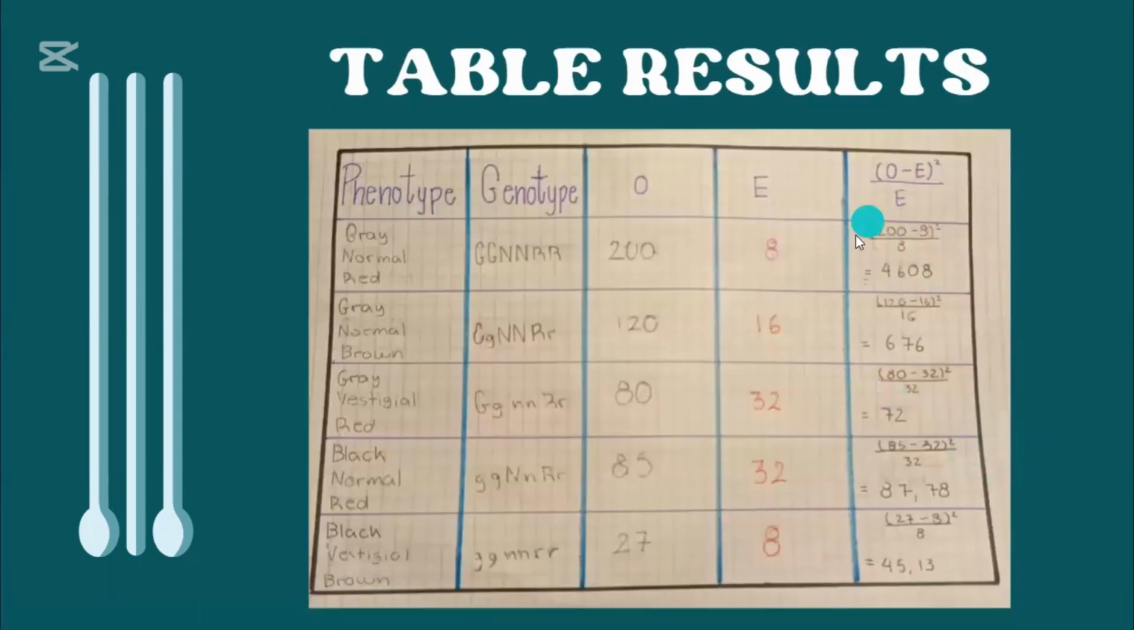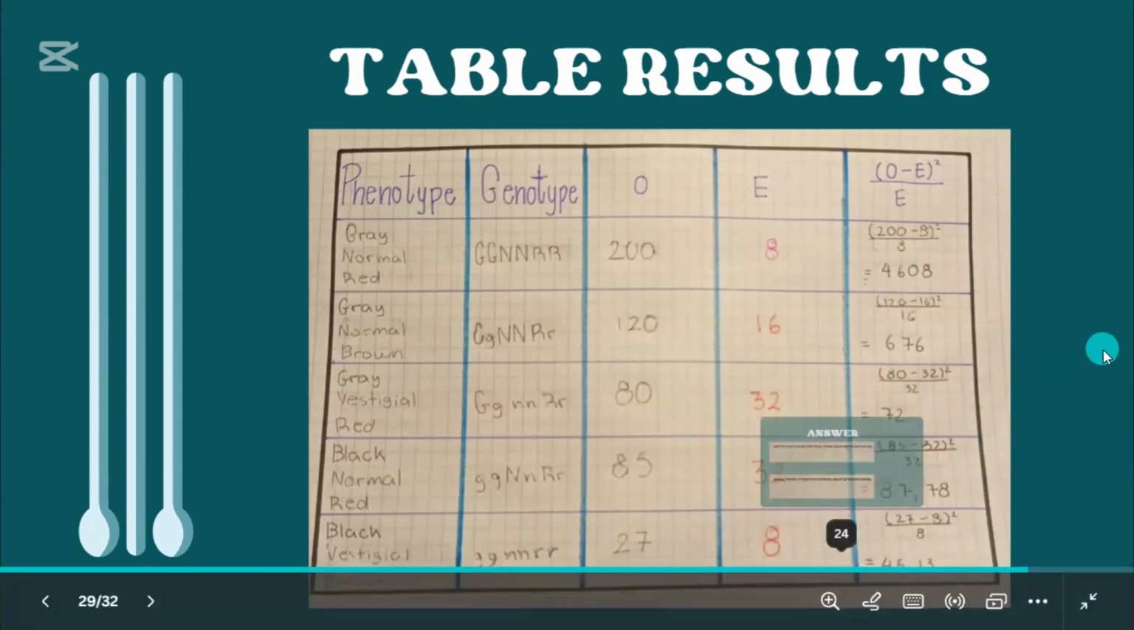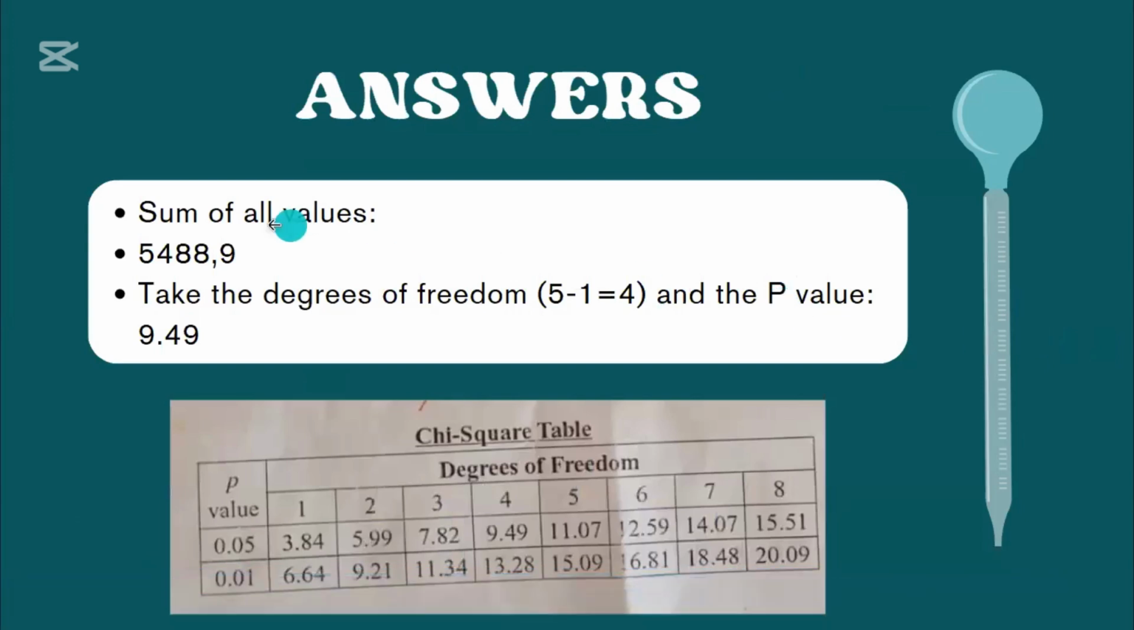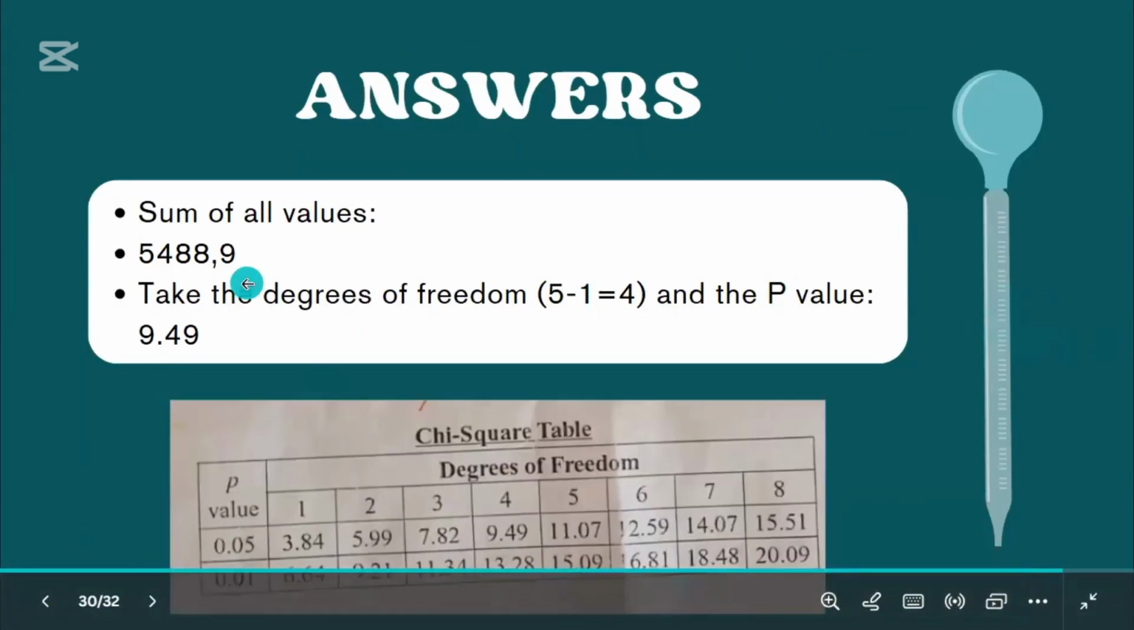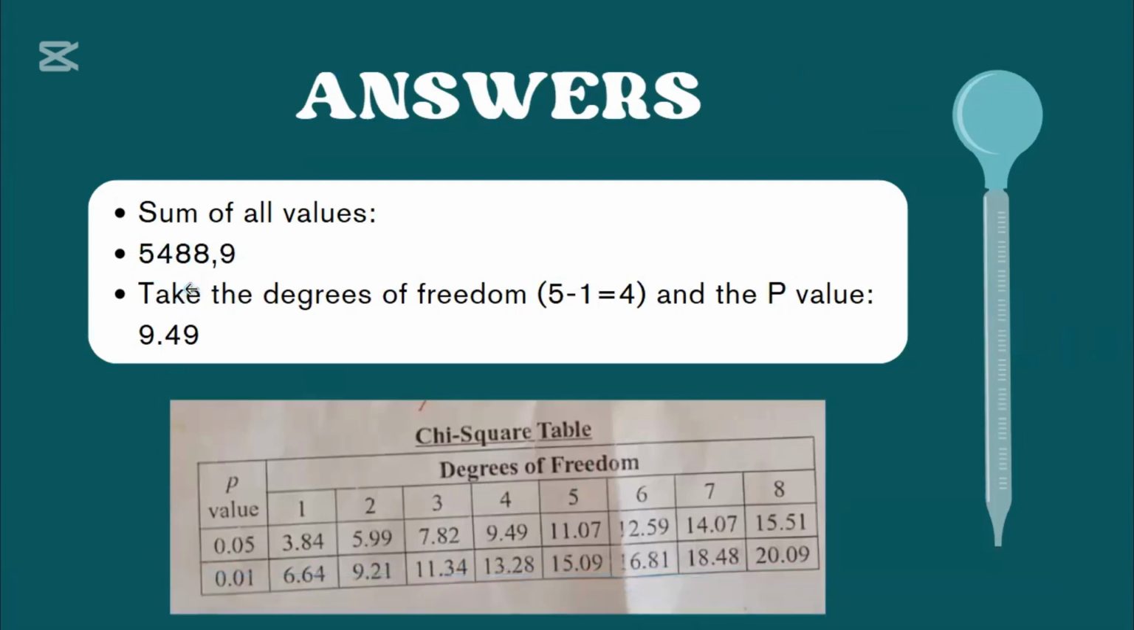After that, we can put this on the calculator, and it will be 4,608, 676, 72, 87.78, and 45.30. After that, we can sum all the values, which means putting all of these values in the calculator, and you'll get this, 5,488.9.